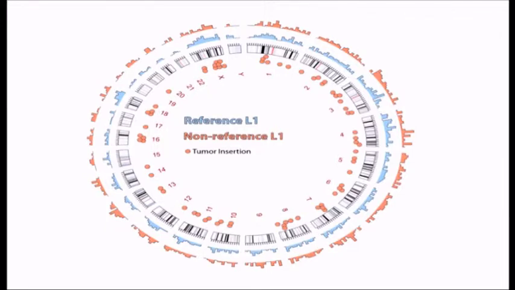And here is a chromosome wheel. Here's chromosome 1, 2, 3, et cetera, around to the X and Y. These blue here are the reference L1s, the ones that are in the database. And these orange are non-reference L1s that have been found in the various studies. And this internal group is the 70 or so insertions found in the colon cancers and not in normal cells from these individuals.